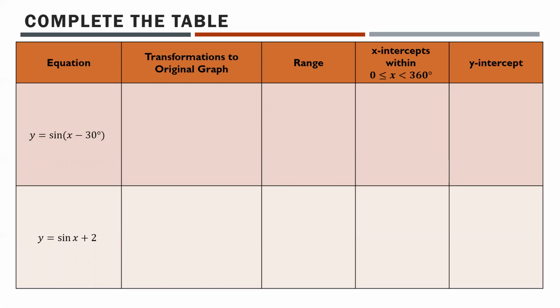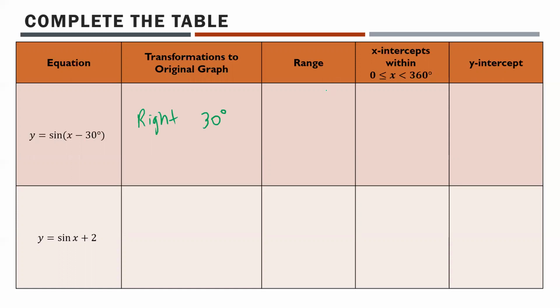We'll want to talk about the transformations to the original graph, the range, and the x-intercepts within this very specific domain, as well as the y-intercept. So first of all, when we have this equation, sine of x minus 30 degrees, since it's minus 30 degrees, our transformation is that we moved it right by 30 degrees.